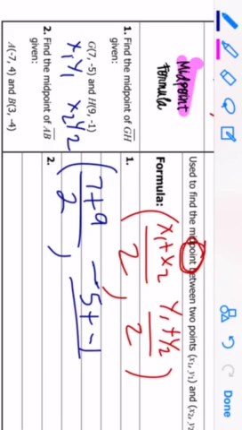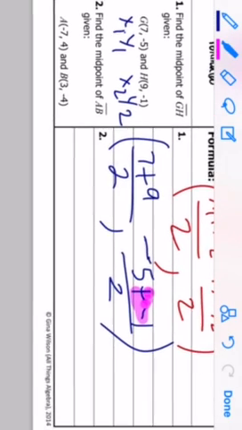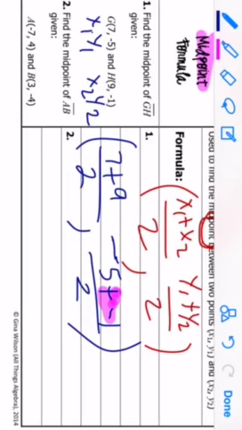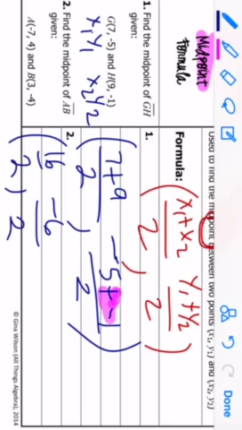all over 2. Okay, so that plus minus right here, could have just written minus, same idea. All right, we'll get the same answer. So 7 plus 9 over 2 is 16 over 2, comma, -5 plus -1, or -5 minus 1 is -6 over 2. So that midpoint, once you divide those out, will be 8, comma, -3.